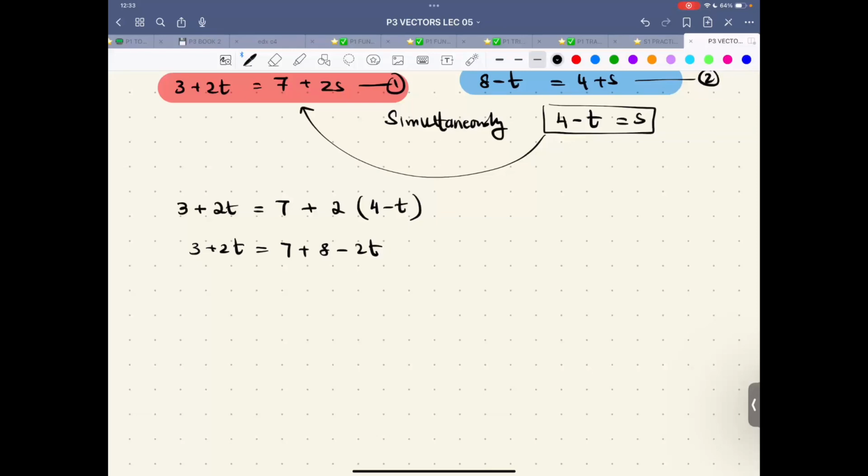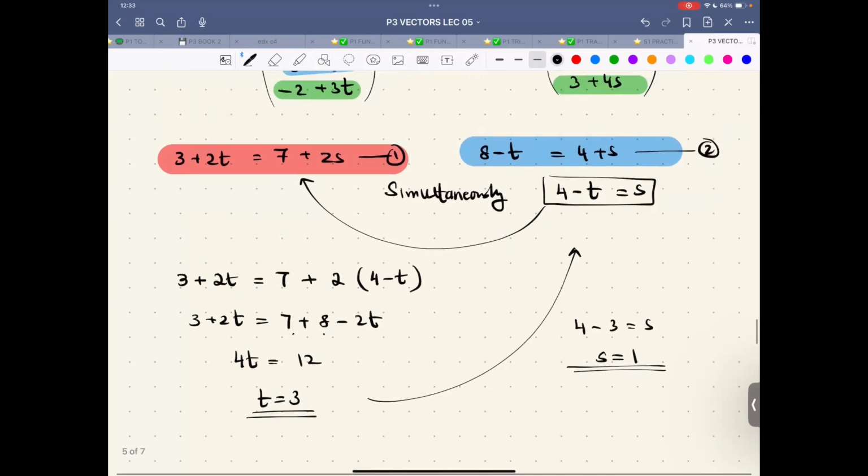And 7 plus 8 is 15. 15 minus 3, that is 12, and this is 4t. Therefore, t comes out to be 3. Once you get t is equal to 3, therefore 4 minus 3 equals s. Therefore, s comes out to be 1. Got it? All good? All clear?